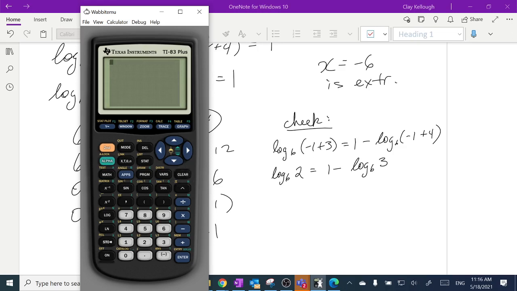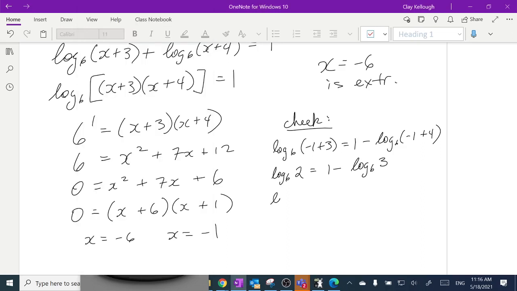So here we go. 6 is my base, so that's going to be change of base log, or change of base law, the one that's not on the formula page. There. That should be a true statement.